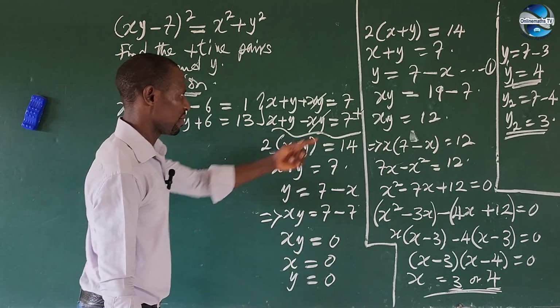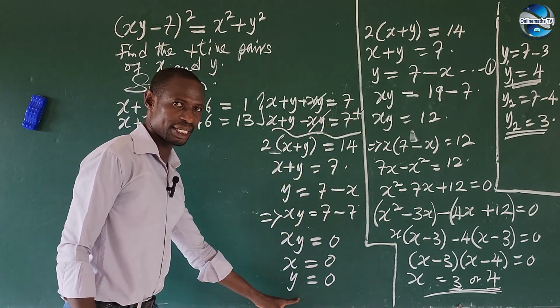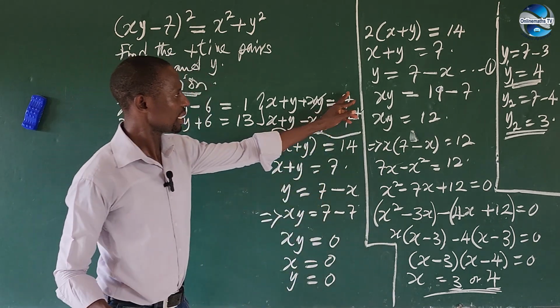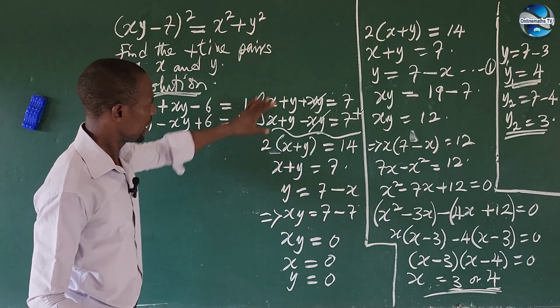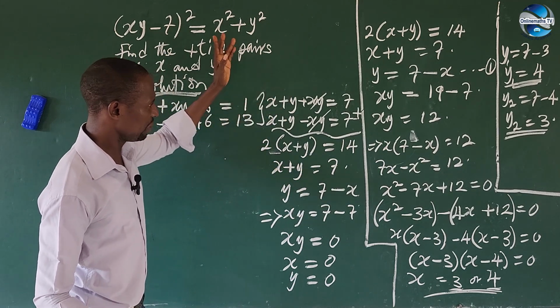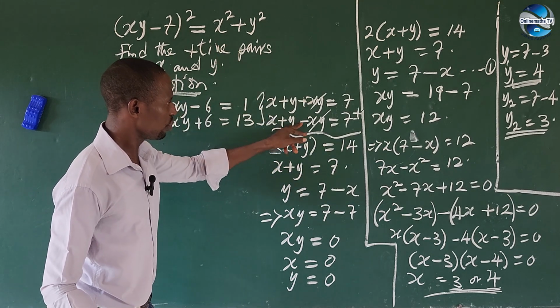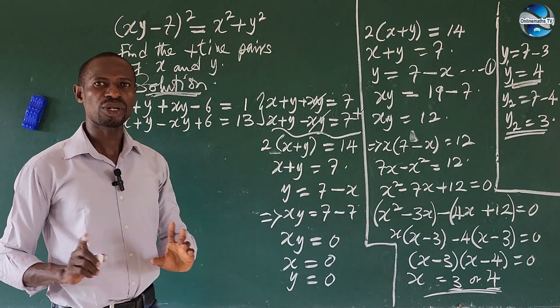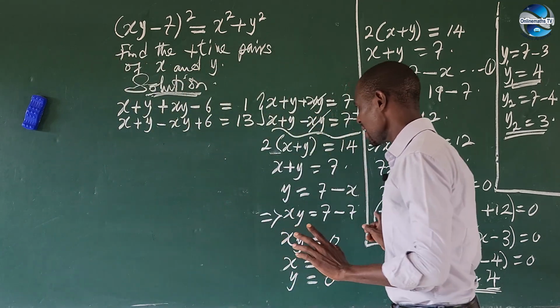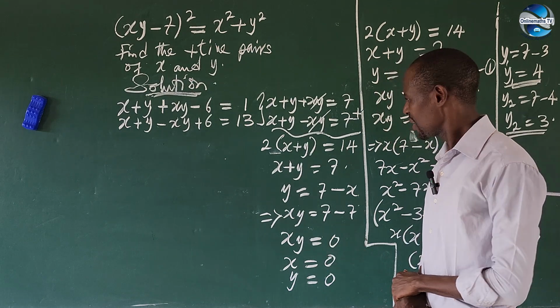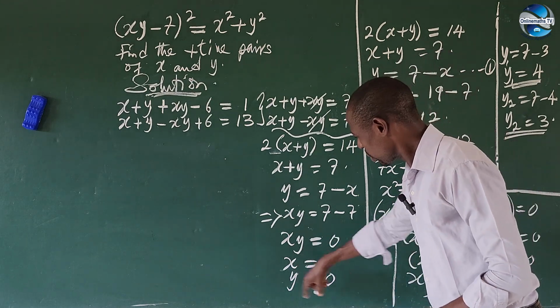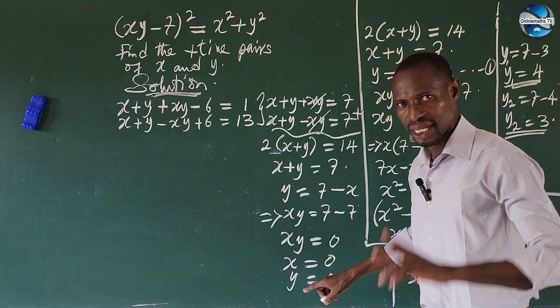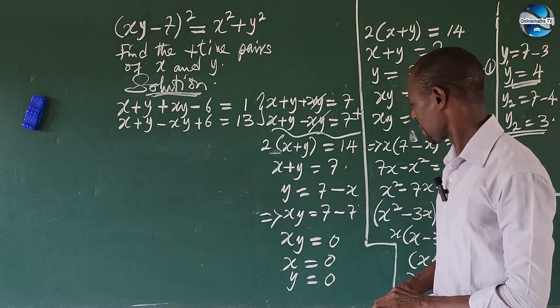Now look at this. We added this and we arrived at this. What if we decide to subtract this from this? What will happen? The whole of this will leave the system. So we're going to have 2xy will now be equal to 0. So x and y will also give us 0 in this case again. So what is our conclusion from here now? Look at my deduction I made here.